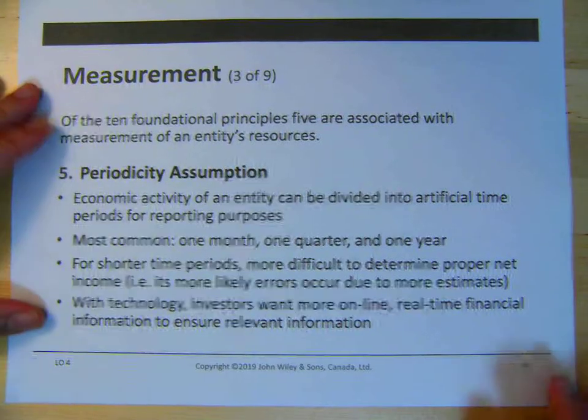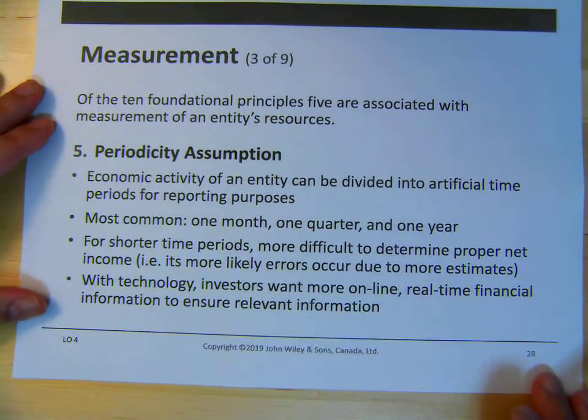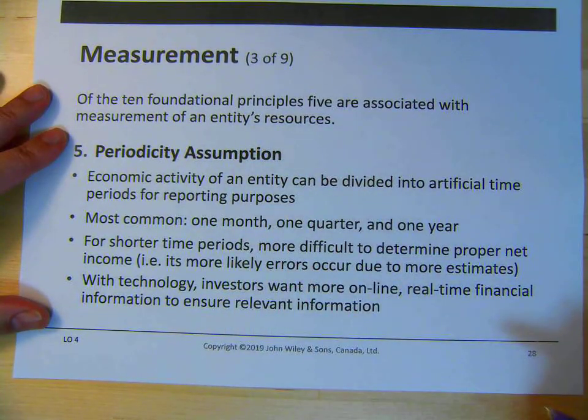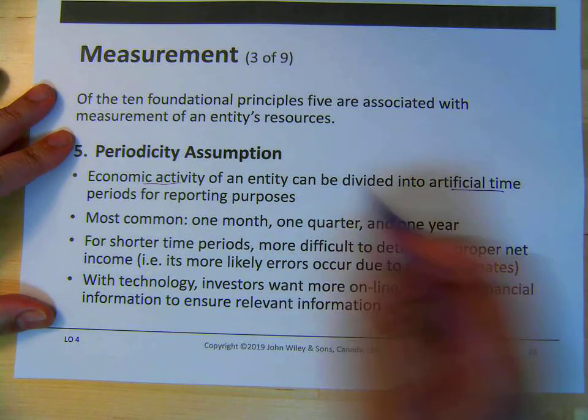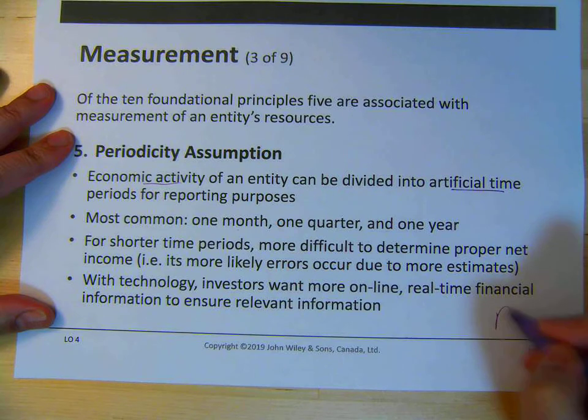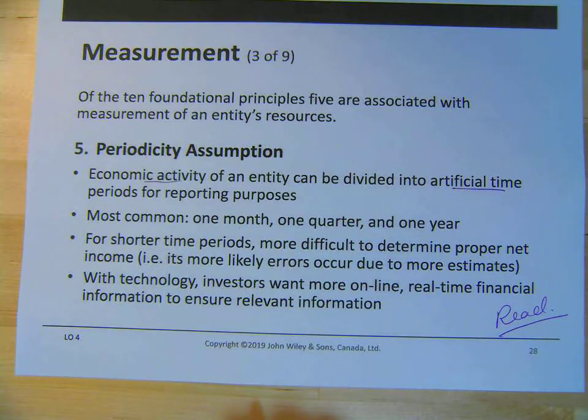So on page 28, or slide 28, of those 10 principles, 5 are associated with measures. So periodicity: economic activity can be divided by official time, most commonly a month, a quarter, and a year. So you can just read through that. Again, these are things from last year, so they should be a review.